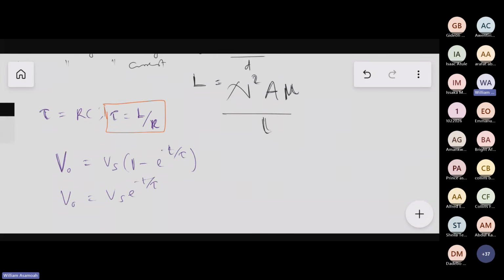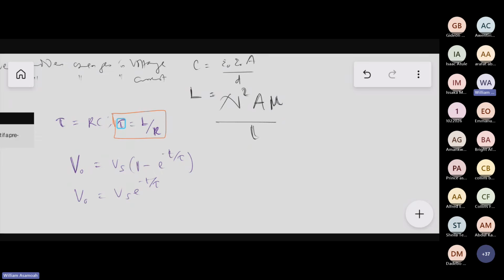Take note of that. An inductor opposes changes in current. Whereas a DC cannot pass through a capacitor, for an inductor a DC can freely pass through it, but it opposes rapid change in current. And capacitors oppose rapid change in voltage. Do we understand? Yes, great.